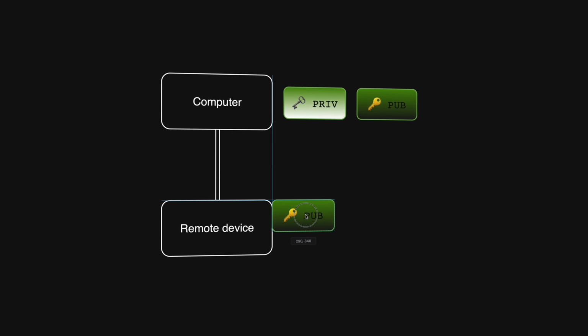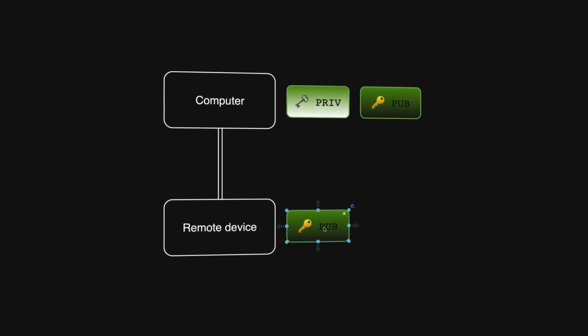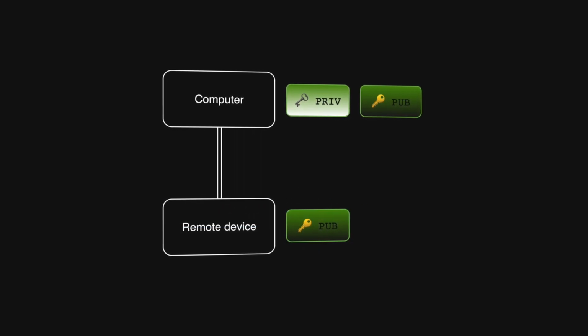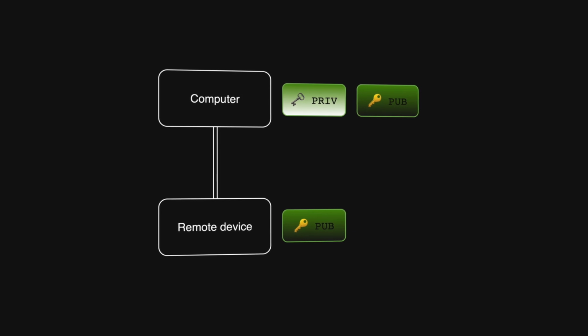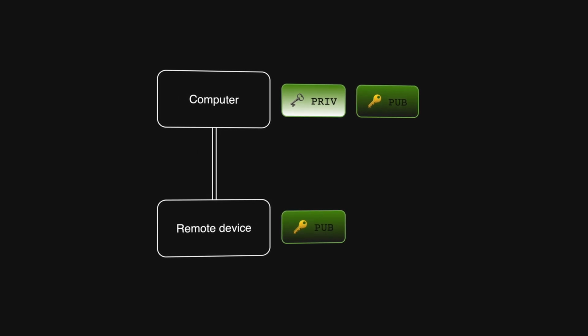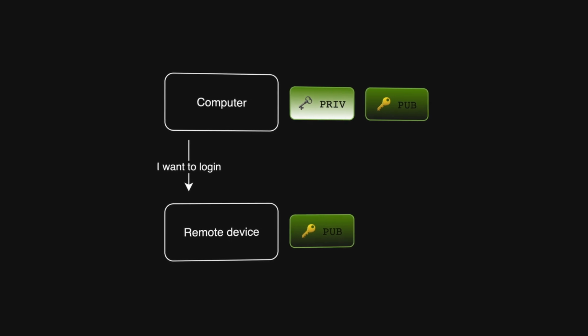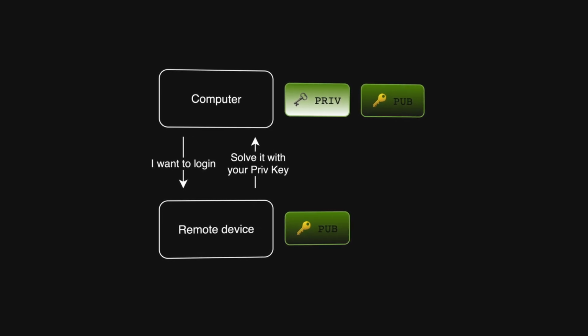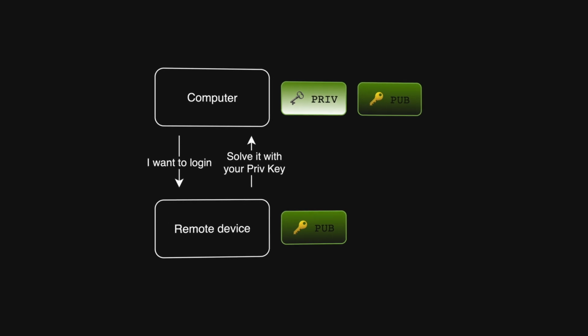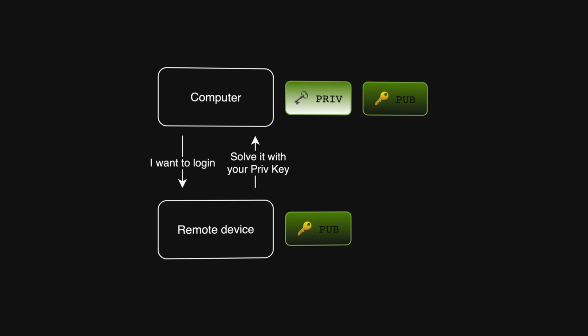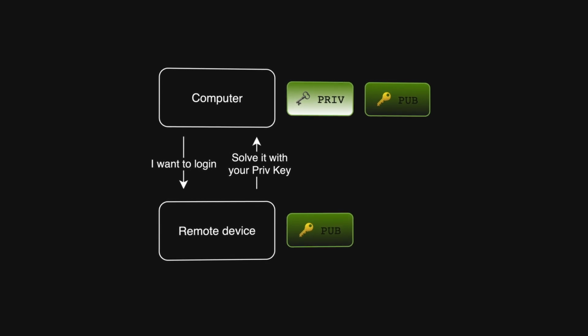When you attempt to log in, the server doesn't ask for a password. Instead, it verifies whether you possess the corresponding private key. This happens through a process called challenge response. The server sends an encrypted challenge that can only be correctly signed with your private key. If the signature matches, access is granted.